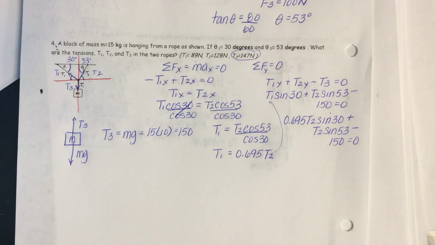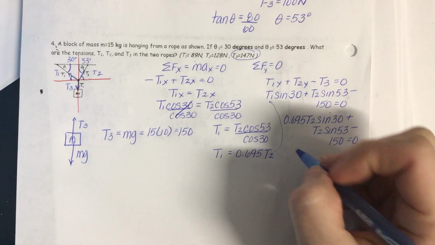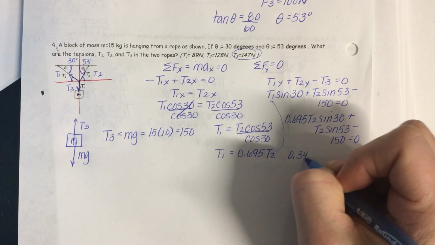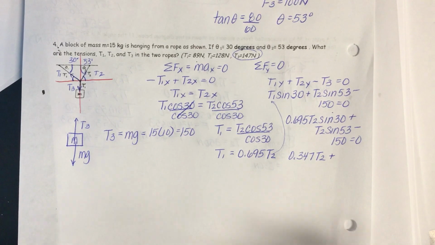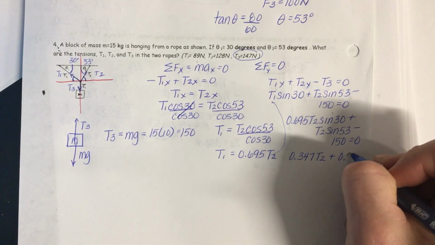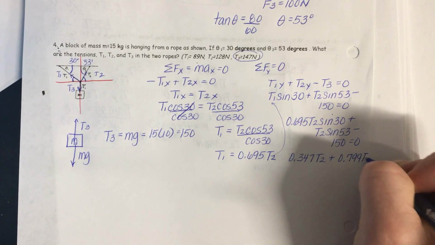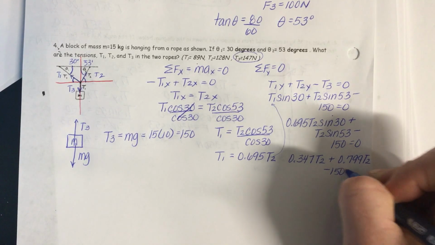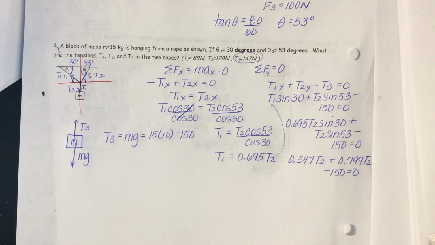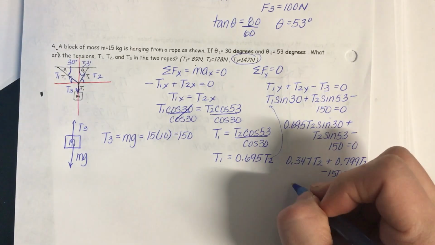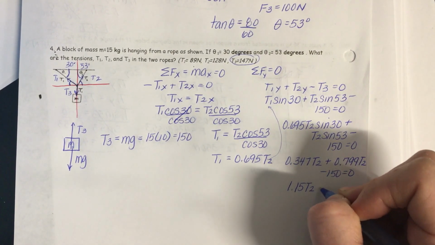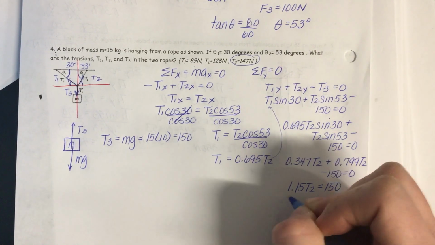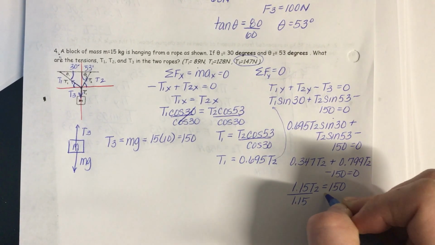So now we have some math to do in our calculator. 0.347 T2 plus the sine of 53 is 0.799 T2 minus 150 equals 0. You can combine T2s. You get 1.15 T2 equals 150. Solve for T2.